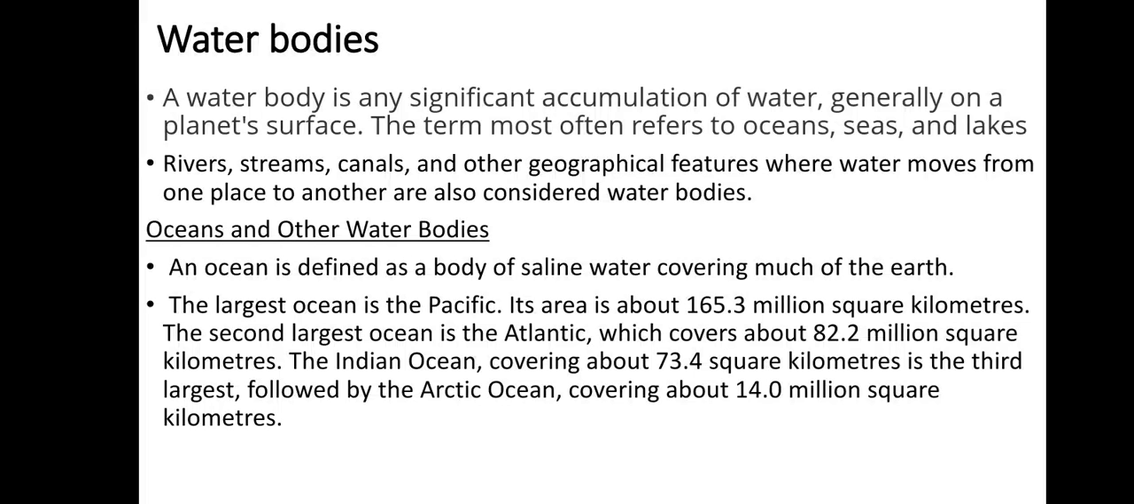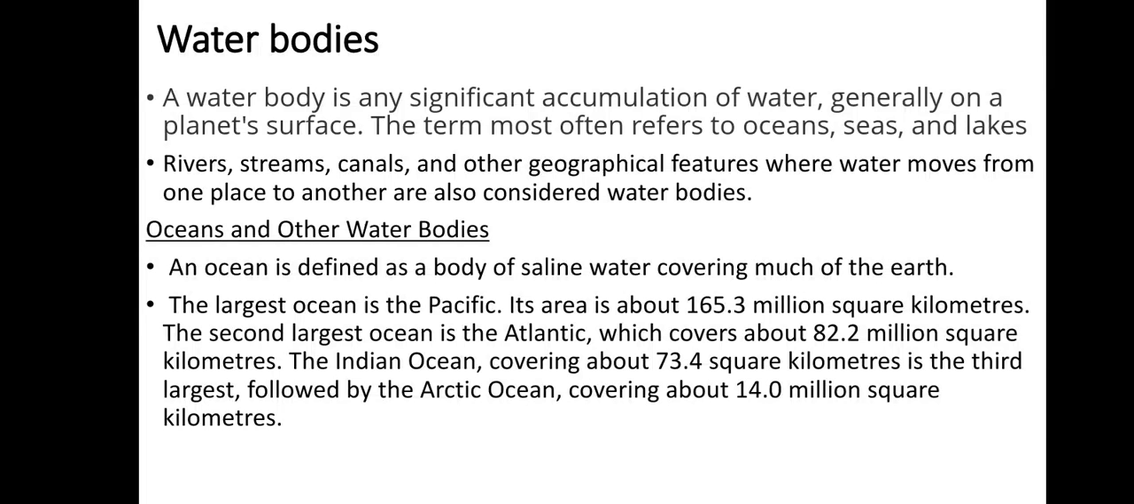I talk about the water bodies. What do you mean when you say water body? A water body is any significant accumulation of water, generally on a planet's surface, specifically on our Earth's surface. So basically, all the accumulation of water in a large space on our surface is what we call a water body. Now, the term mostly is used to refer to oceans, seas, lakes, rivers, streams, canals, and other geographical features where water moves from one place to another.